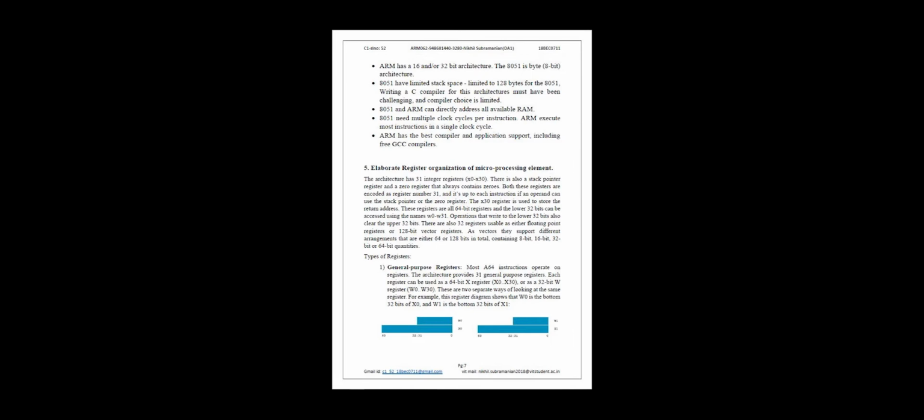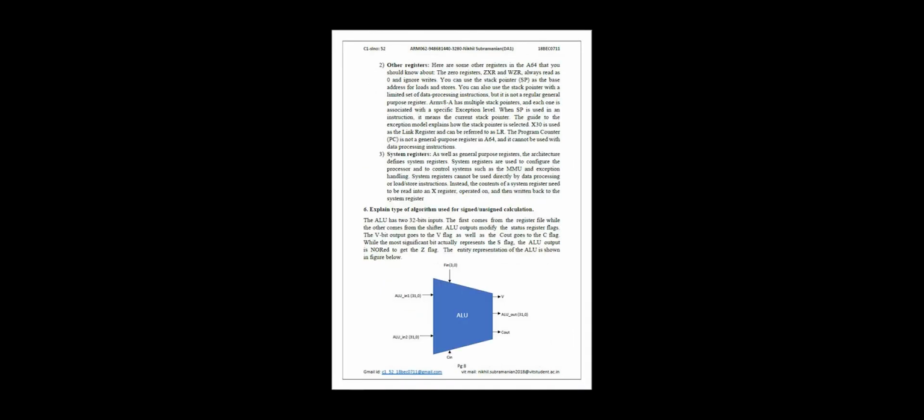The second type of register is the system register. System registers are used to configure the processor and to control systems such as the MMU, the Memory Management Unit, and exception handling. System registers cannot be used directly by data processing or load/store instructions. Instead, the content of the system register needs to be read into an X register, operated on, and written back to the system register.